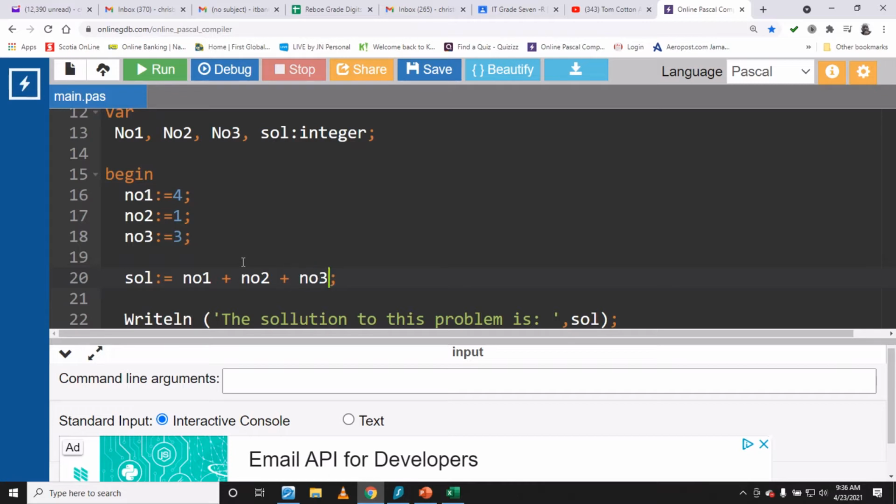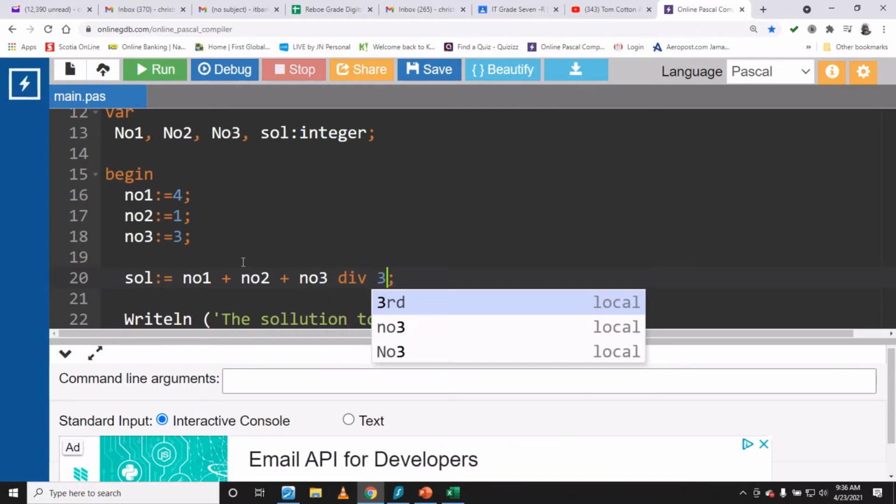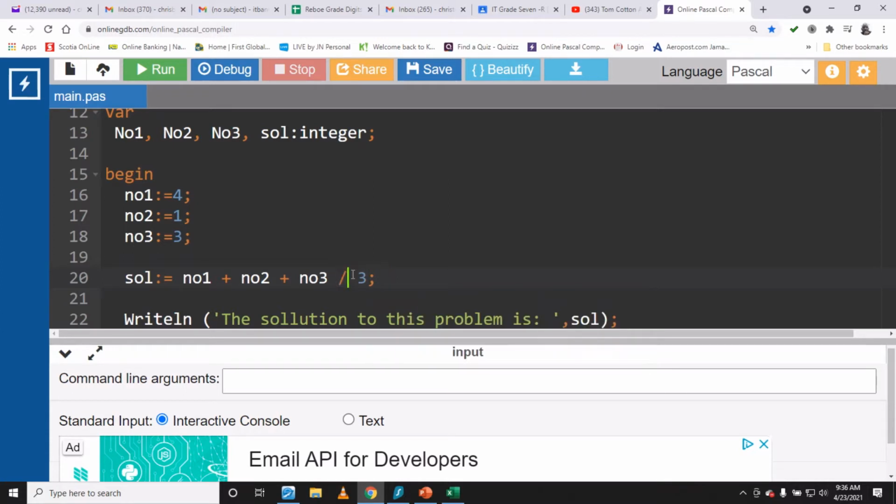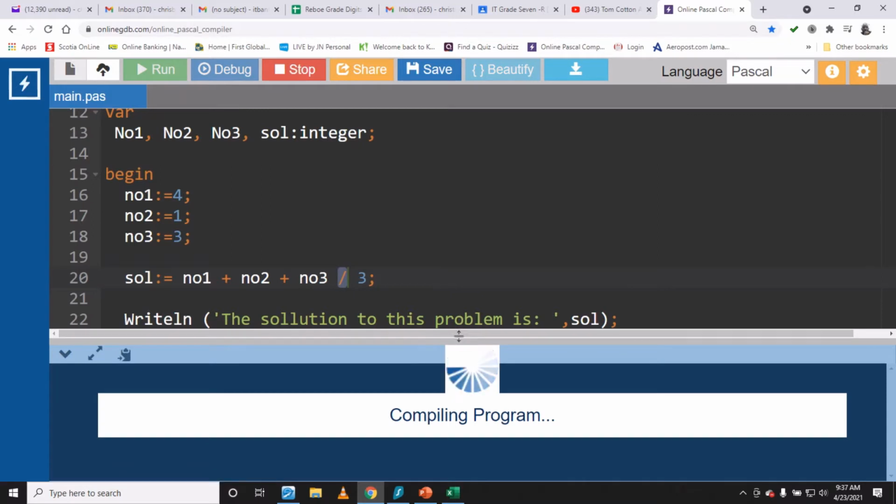Alright, so we add up all the numbers, then we divide by 3. Notice I said that a while ago because I was going to put this sign, divide. But then I realized that the container for those numbers, for the solution, whatever answer we get, is an integer. This is a floating point division, so I'd get an error if I run it that way.